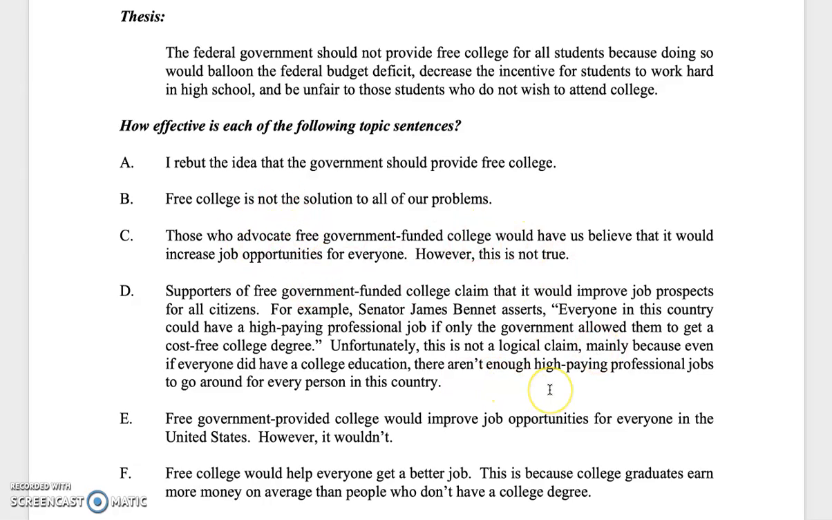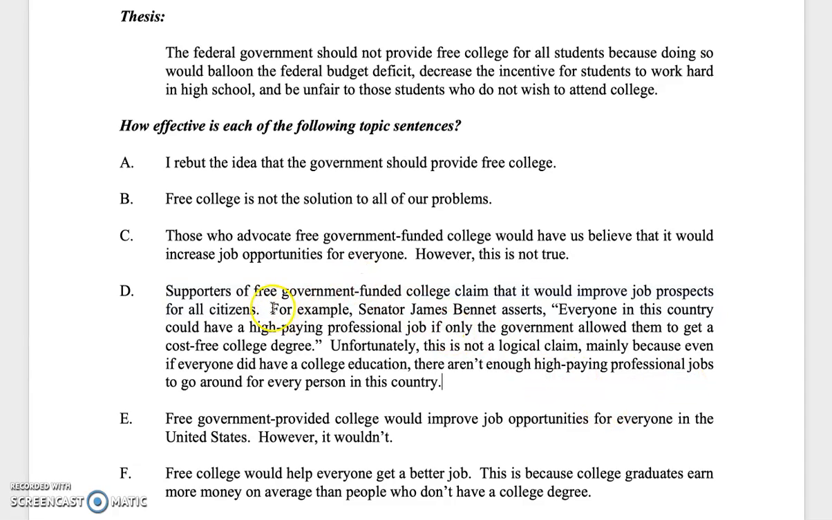All right, let's look at D. So D is the best one, because D does a nice job of, first of all, setting up the other side's point, right? Supporters of free government-funded college claim that it would improve job prospects for all citizens. So, like C, it does a nice job of saying, here is one of the other side's points, and it makes it clear through saying supporters of that point and claim that, it makes it clear that it's not your position or reason, it's the other side's.